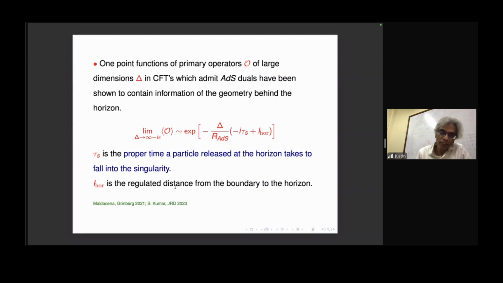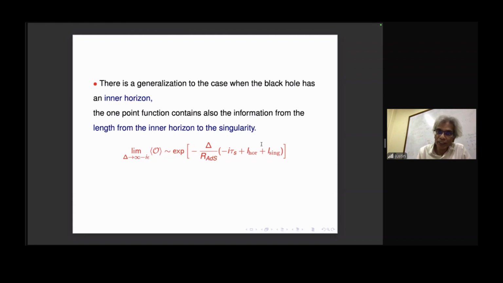This was first observed by Maldacena and Grinberg, and with Srijan, we found more examples of this phenomenon. In fact, there is a generalization which Maldacena had predicted, but we have shown explicitly: if you have outer as well as inner horizons, I mean charged black holes, then this imaginary part contains the time the particle takes to fall from the outer horizon to the inner horizon. L is the length from infinity to the outer horizon, L hor. And then there is the length from the inner horizon to the singularity. So there are three proper lengths, and all of them are there in this information. And this is coming out of the gravity calculation.